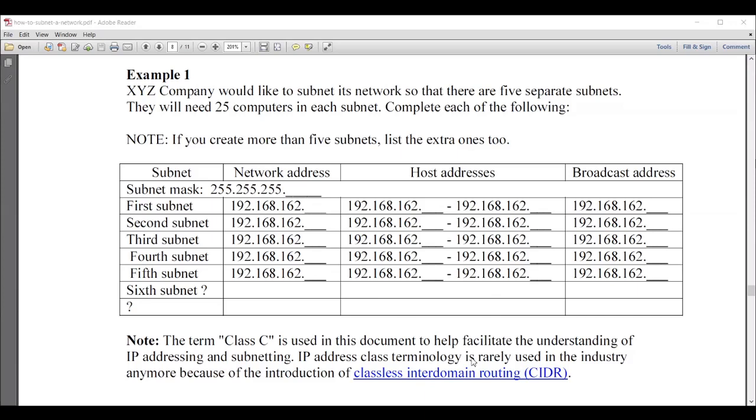Any questions to start before resolving the problem? Any doubts in the question? If you have any doubt, please ask.